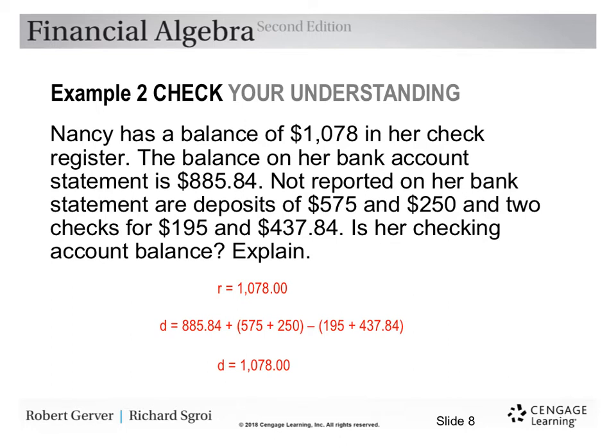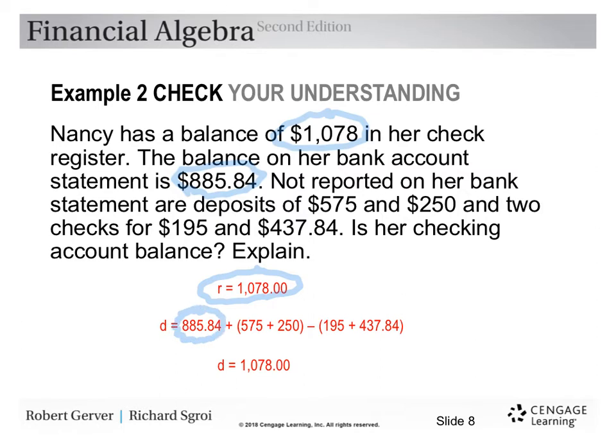All right, first of all, her check register has a balance of $1,078, and that's what we've got right here. So that is the R. That's her register, and it shows $1,078. Now, the balance on her bank account statement is $885.84. So that's right here. So that's what's on the bank statement.